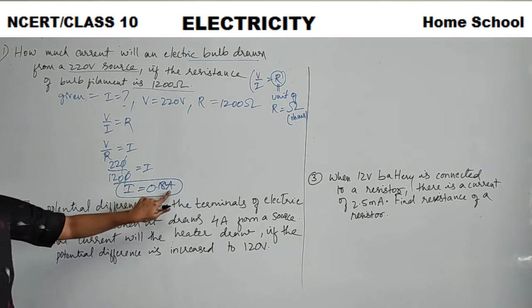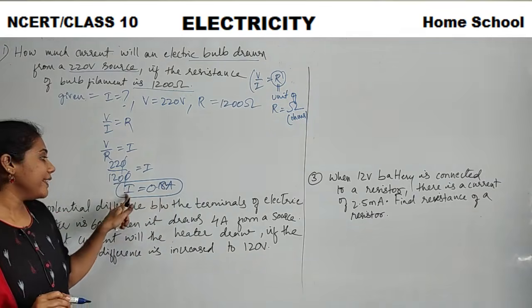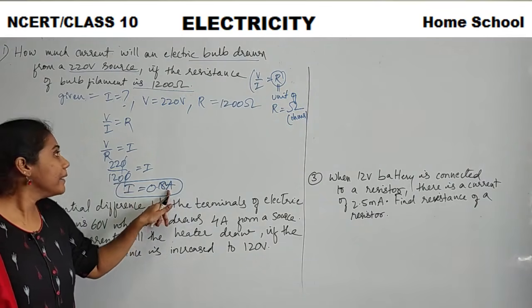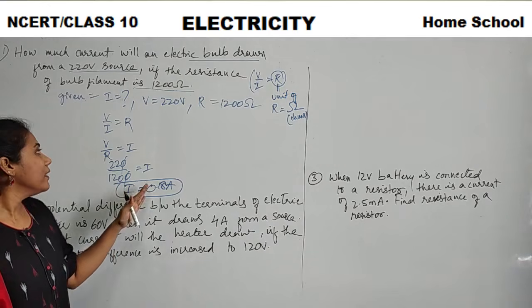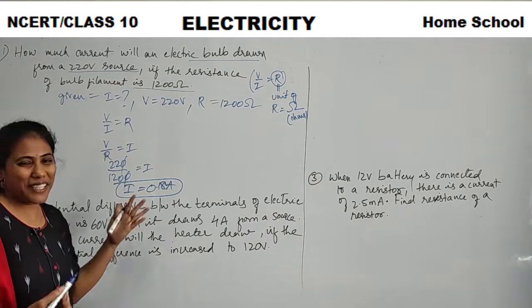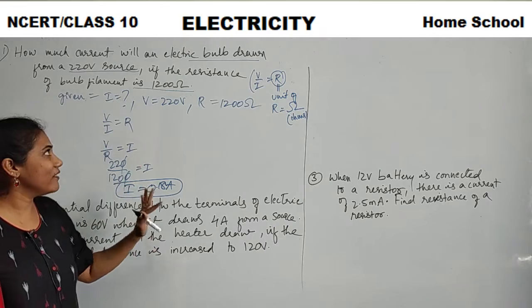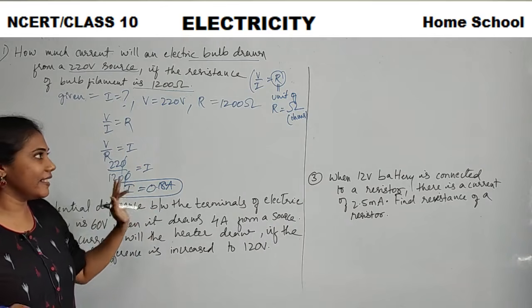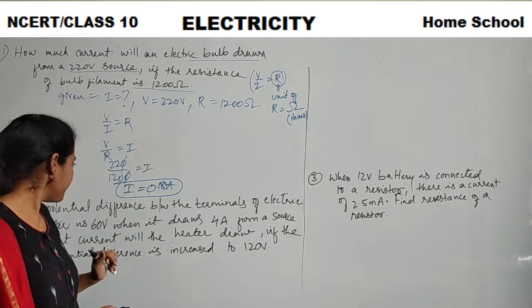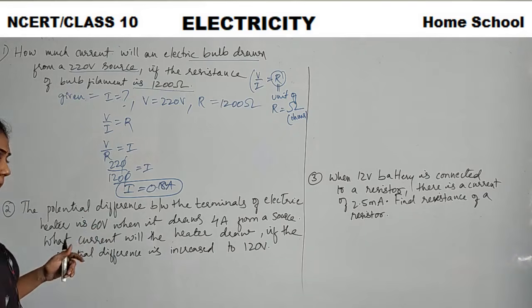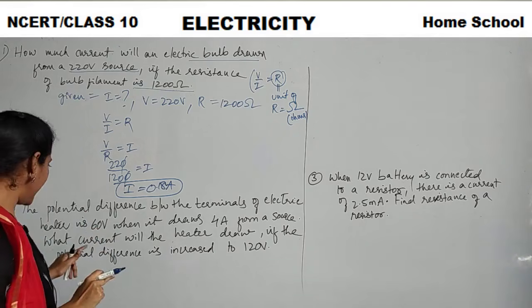Don't forget to mention the units. The unit of electric current is amperes, right? So this is what you have to do in a problem. Very simple problem actually. Everything is given; just I they are asking. Okay, fine. And coming to the next problem, here you have to be very, very careful.